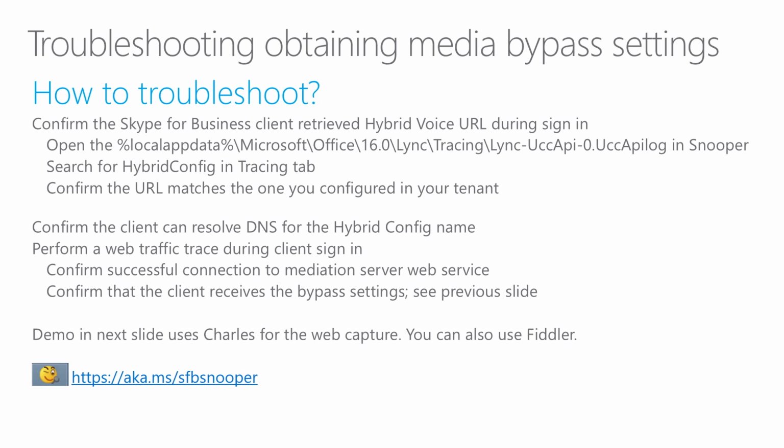Then, perform a web traffic trace during client sign-in to confirm that the client actually makes a successful connection to the mediation server web service and that it retrieves bypass enabled true settings with the bypass ID of the Cloud Connector mediation server. Please see the previous slide for details on that.